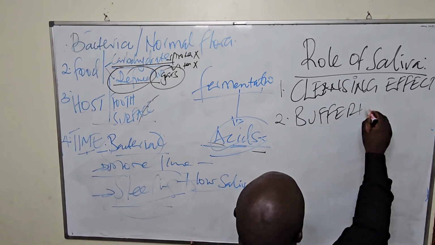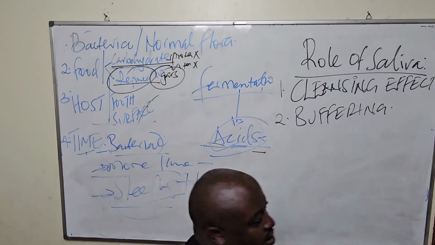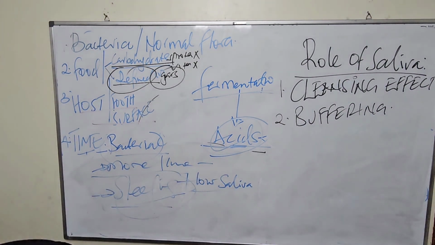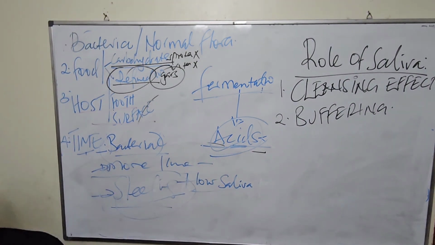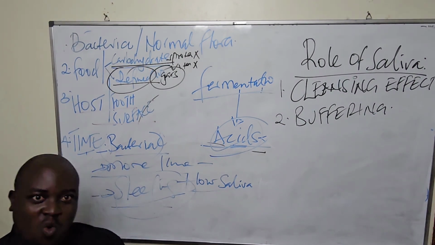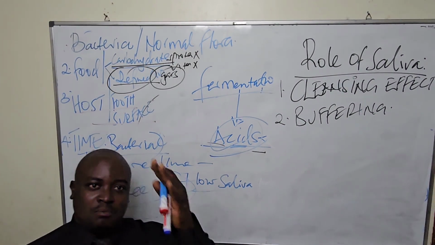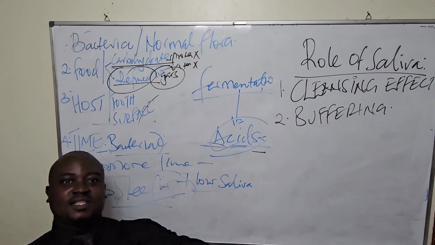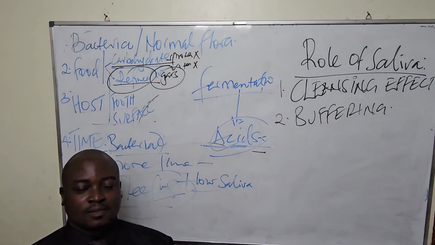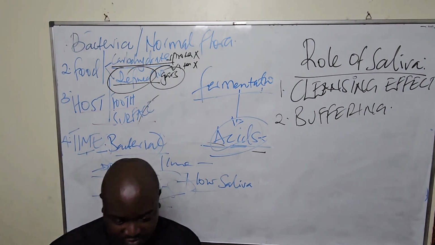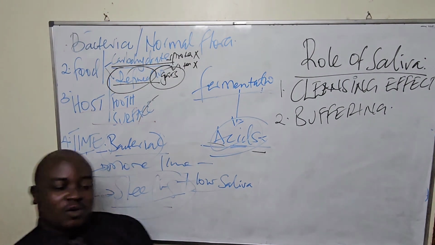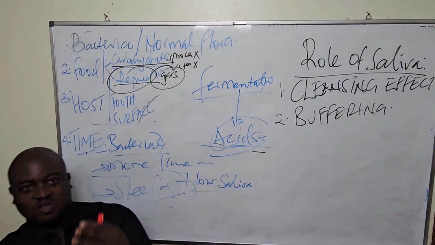Number two is the buffer, the buffering action. Remember I talked about buffering action, because we said saliva is alkaline in nature. When alkaline meets acid, it dilutes. That one is our O-level chemistry. You know that. If you don't want to use the word dilute, you can say neutralize.